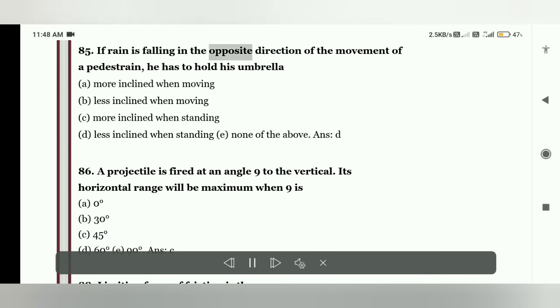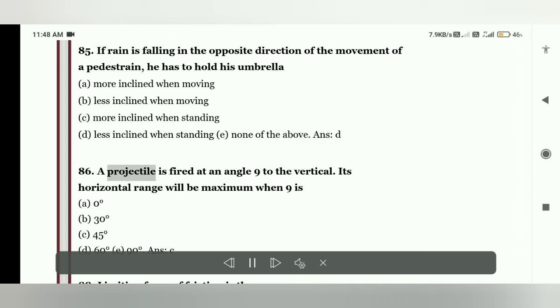If rain is falling in the opposite direction of the movement of a pedestrian, he has to hold his umbrella: A, more inclined when moving; B, less inclined when moving; C, more inclined when standing; D, less inclined when standing; E, none of the above. Answer: D.